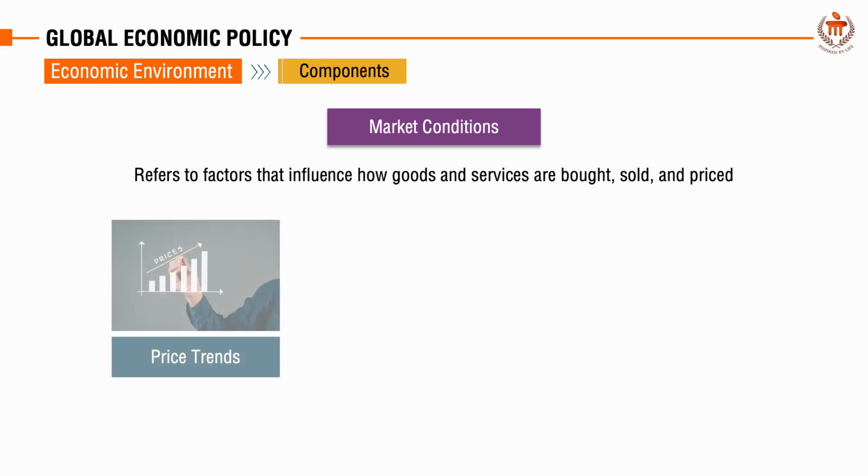Firstly, price trends. Price trends tell us how prices for goods and services are changing over time. For example, rising prices might indicate inflation, while falling prices might suggest deflation or increased competition.